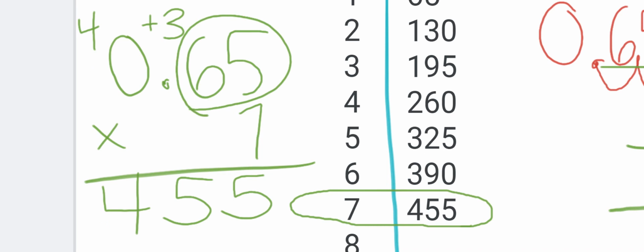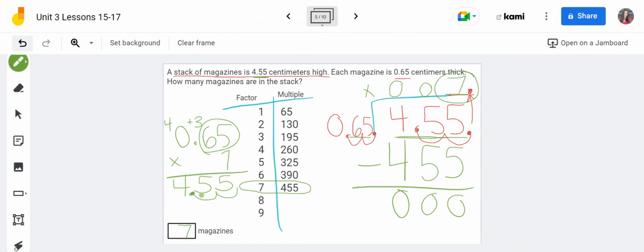How many numbers are after the decimal point? How many digits? That's right, 2. So I move back 1, 2, 4 and 55 hundredths. I notice that this number is my dividend, and it's also the number that I started with, the height of the magazines. So my answer is, in fact, 7 magazines. I hope this helps.